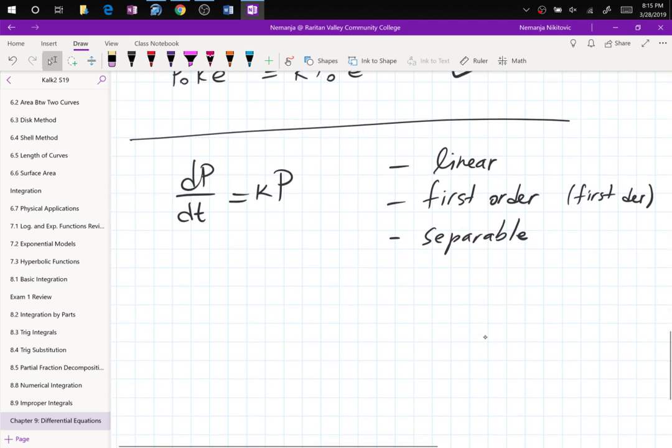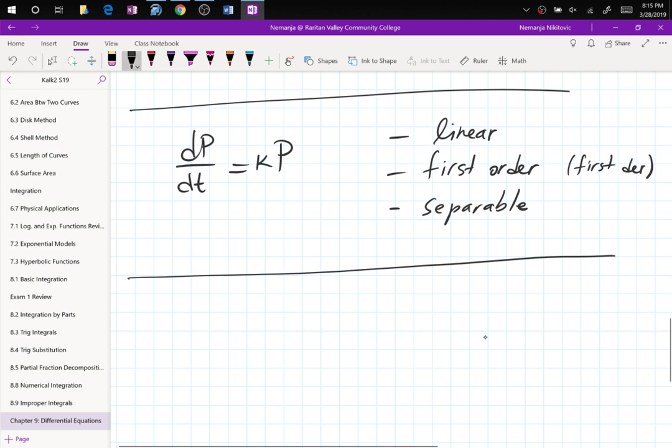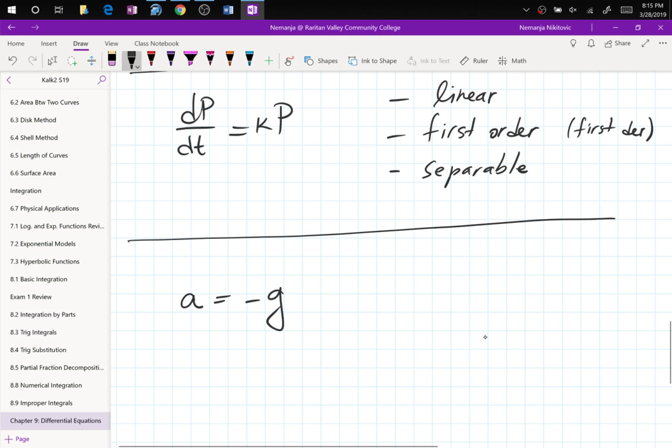The second example that I want to work on is the example of kinematic motion. So you start with the idea that acceleration is acceleration of gravity, and you put negative g because it goes down. Then you recall that acceleration as a function of time is the derivative of velocity in time, because acceleration is change of velocity in time.